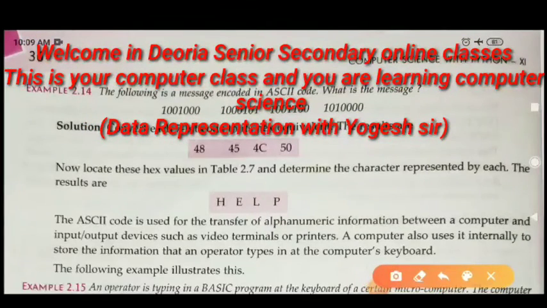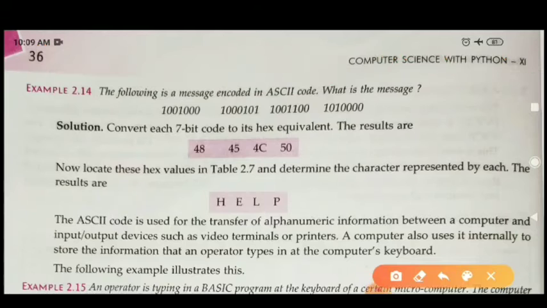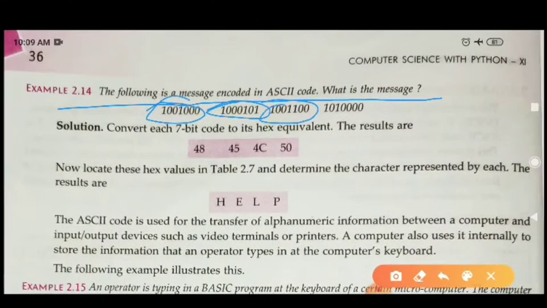Well, you can see here in the example, the following is a message encoded in ASCII code. What is the message? So this is 7-bit ASCII code. Each of these is a separate code, and it has to be converted into its hexa equivalent. So convert each 7-bit code to its hexa equivalent. The results are given here.